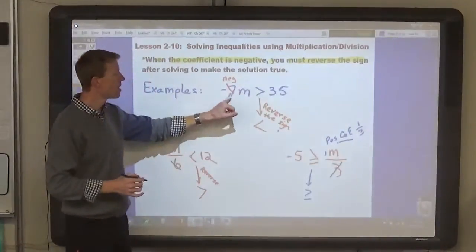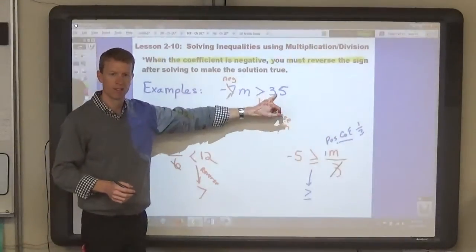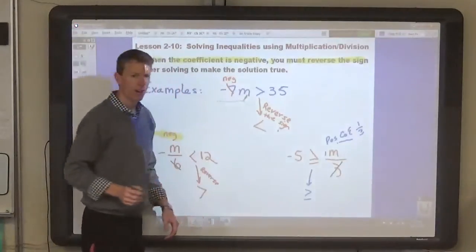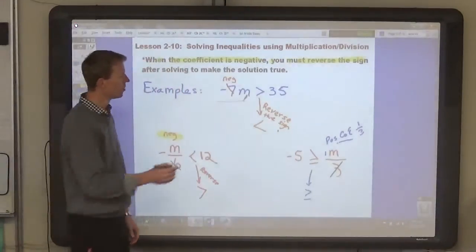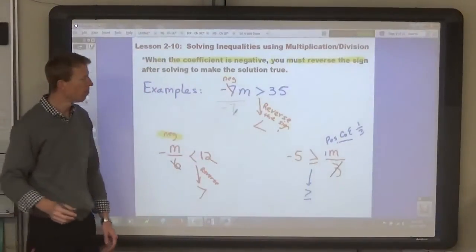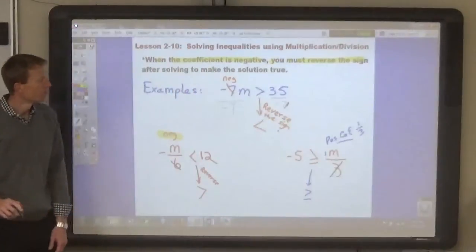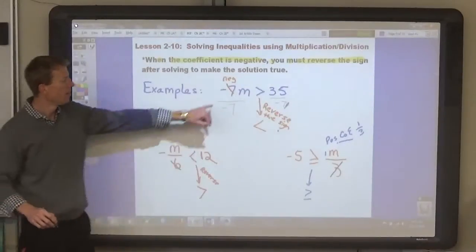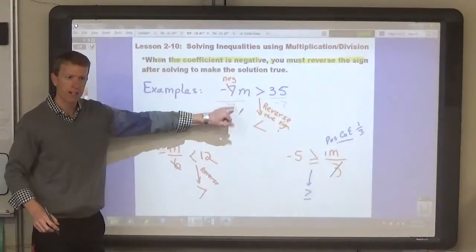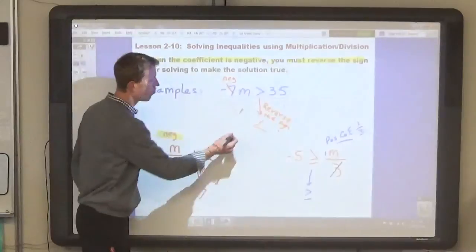This says negative 7m is greater than 35. Okay? And so to solve this, we can divide by the coefficient. So we can cross it out. Divide by negative 7 on both sides. And cross off these reciprocals because they equal 1. Negative 7 divided by negative 7 is 1. So we're left with 1m.